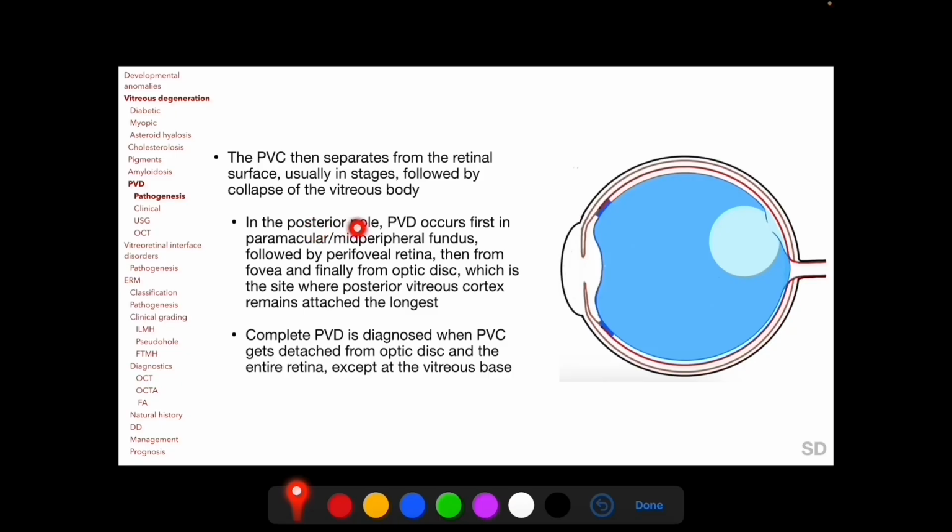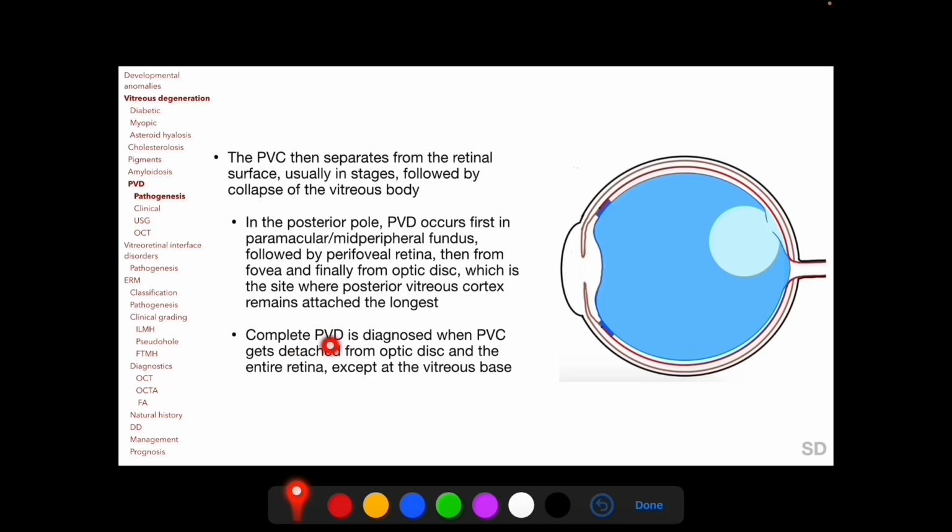In the posterior pole, this separation occurs first in the paramacular or mid-peripheral fundus, followed by the perifoveal retina, then from the fovea, and finally from the optic disc, which is the site where the posterior vitreous cortex remains attached the longest. This sequence is very important to understand the pathogenesis of vitreomacular traction and macular hole, which we will be discussing in the next session, and we will be discussing this sequence again when we discuss the OCT features of an eye with posterior vitreous detachment.